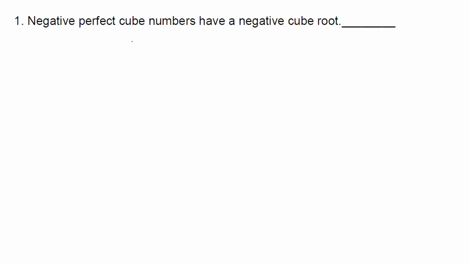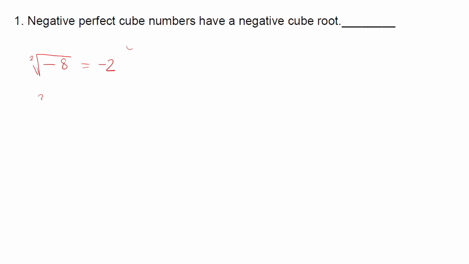Okay, so let's start first with the true or false. We have here: negative perfect cube numbers have a negative cube root. So what does it mean? Let's say, for example, we have negative 8, and you get the cube root of negative 8. So what's our answer here? Our answer is going to be negative 2.